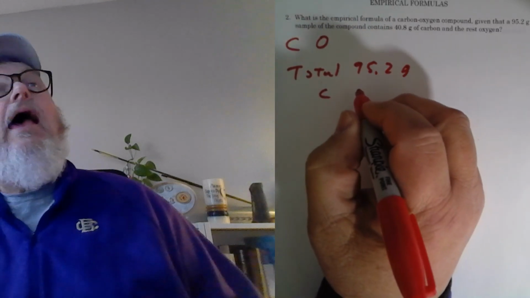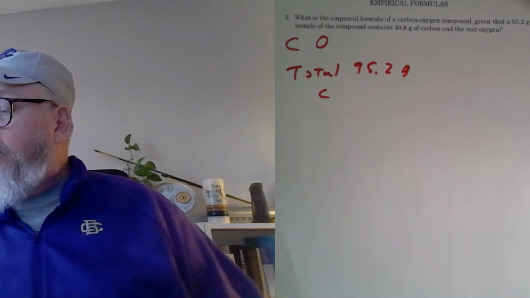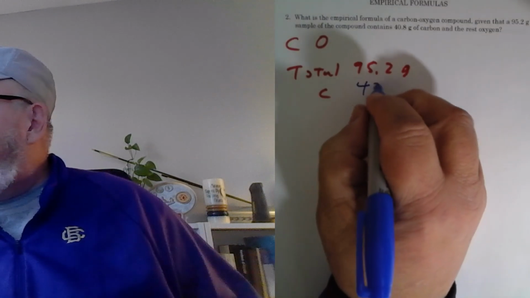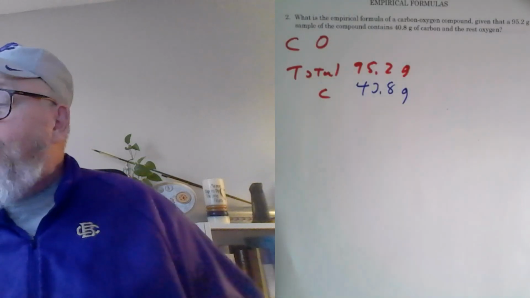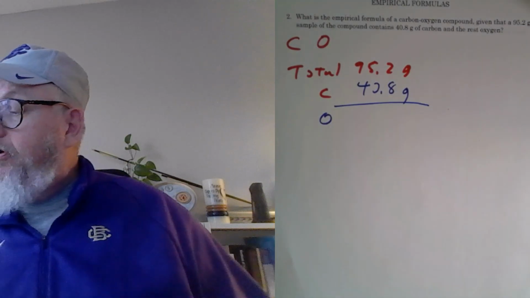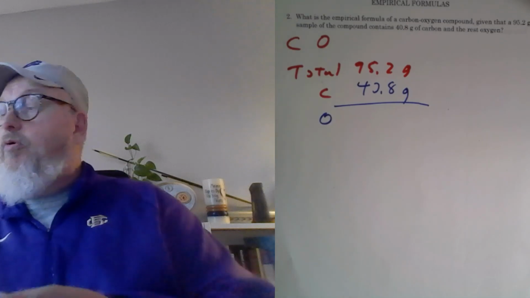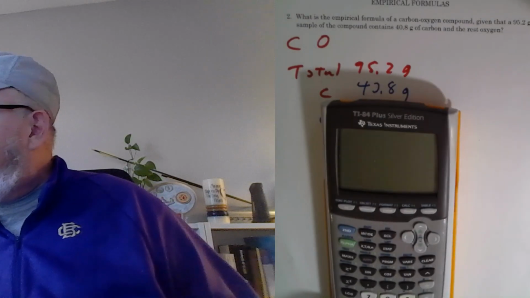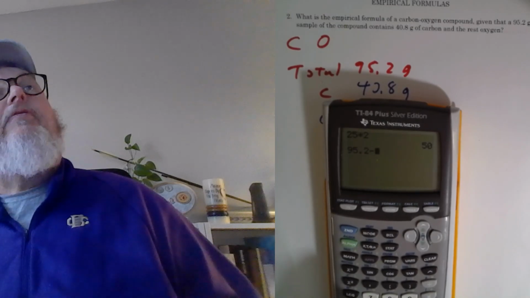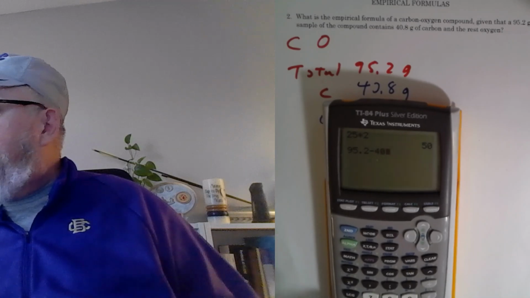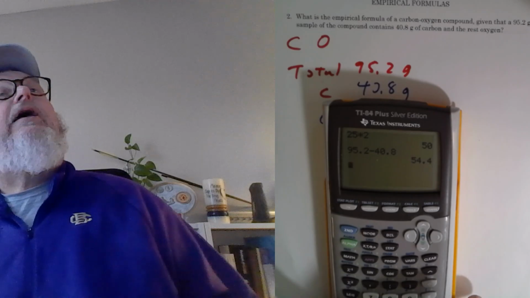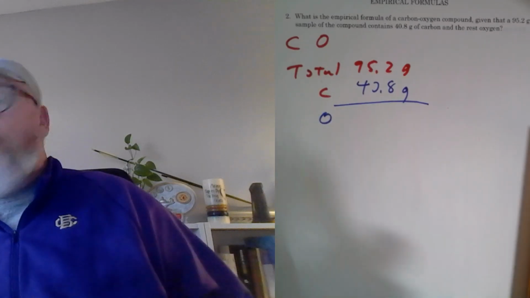Carbon has 40.8 grams. So the rest is oxygen. To get the amount of oxygen, I'm going to use my calculator, put in the total, 95.2, and subtract the amount of carbon, 40.8. That gives me 54.4 grams of oxygen.